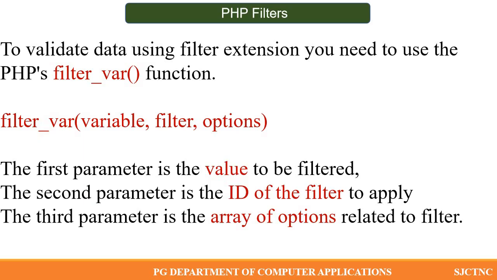To validate data using the filter extension, you need to use the PHP filter_var function. The filter_var function contains 3 parameters. The first parameter is the value to be filtered. The second parameter is the ID of the filter we are going to apply. The third parameter is the array of options related to the filter.